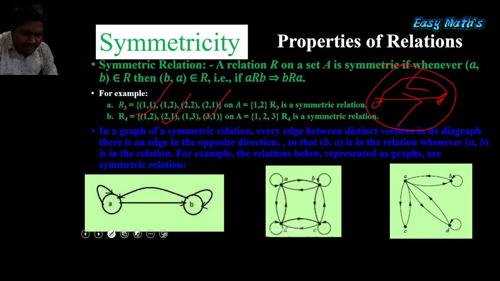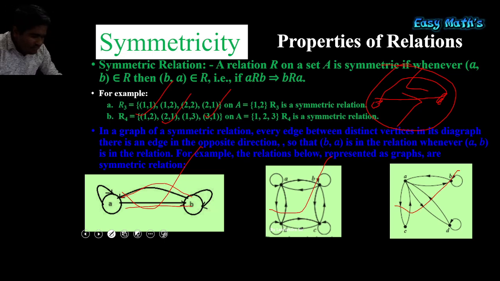Now some example graphs are given here. Like in the first graph, A is going to B, and B is again coming back to A. So this is an example of a symmetric relation. In the second graph also, all the points, 1, 2, 3, 4, named A, B, C, D, are going and returning also. So this is also an example of a symmetric relation. And the last one also.